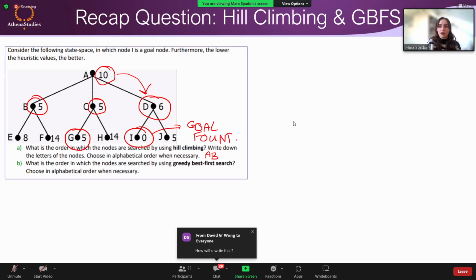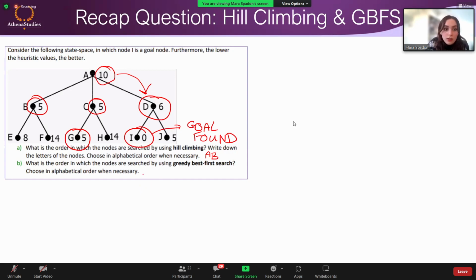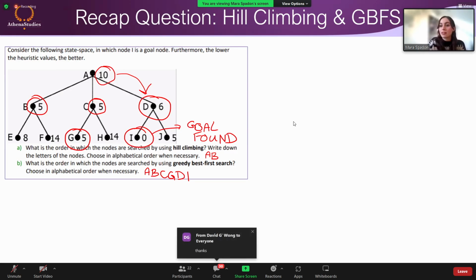And it terminates. How will you write this down? It asks in which order the nodes are searched. So we'd say it first searched A and then B. Then we went to C and G. And then we went to D and then I. So that is the total order of the nodes that it searched. Does that make sense? Yes.